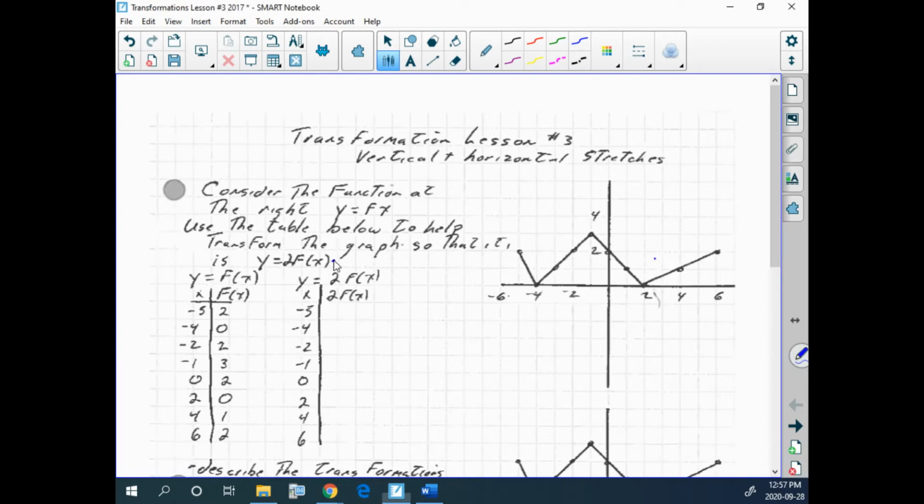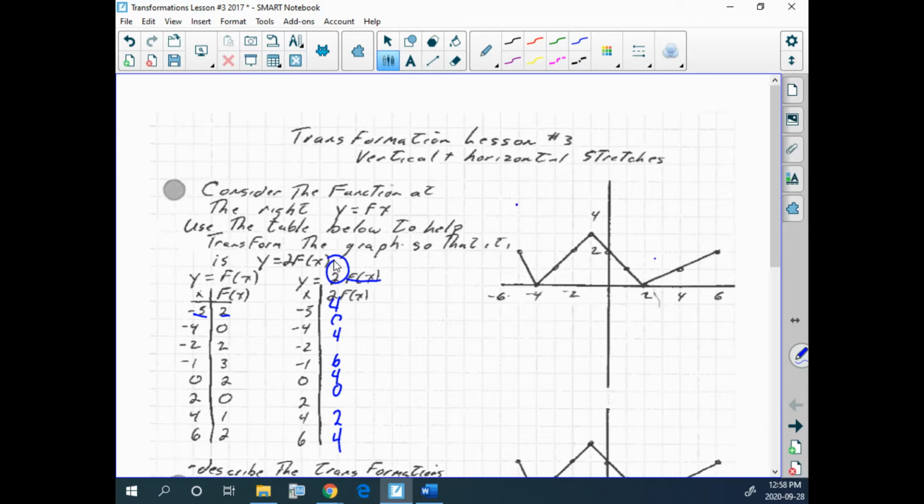When we look over here with the 2f(x), we are running it through the function and then multiplying that function by 2. So when we run -5 through the function, we get 2. Multiply that by 2, 4, 0, 4, 6, 4, 0, 2, 4. Sorry about my plotting.